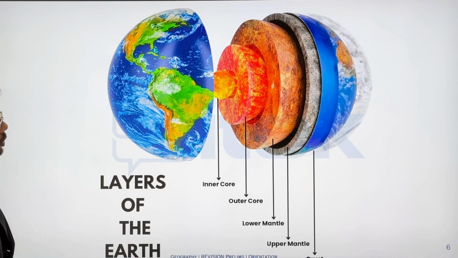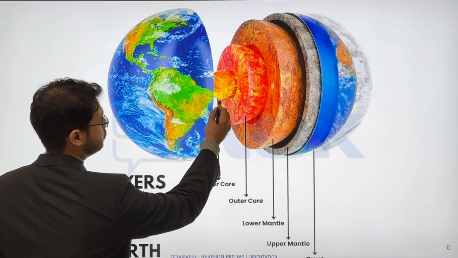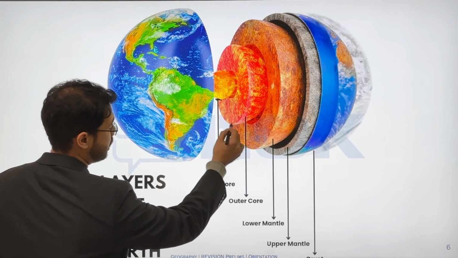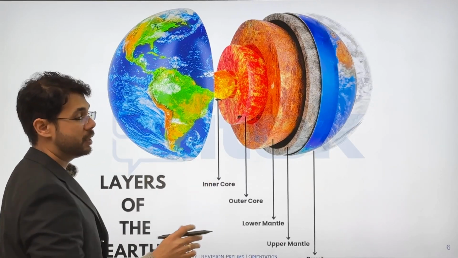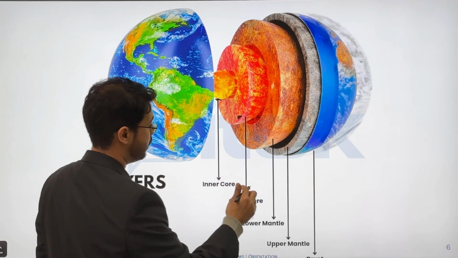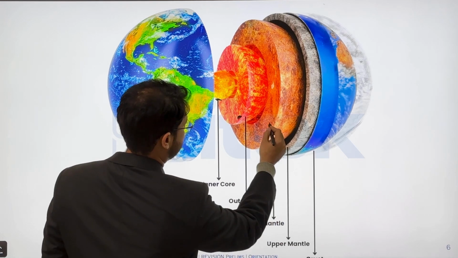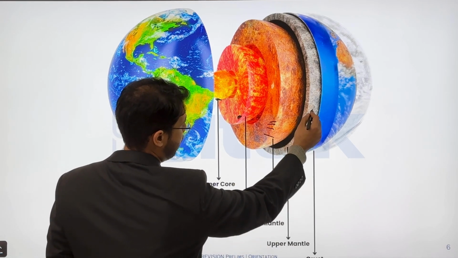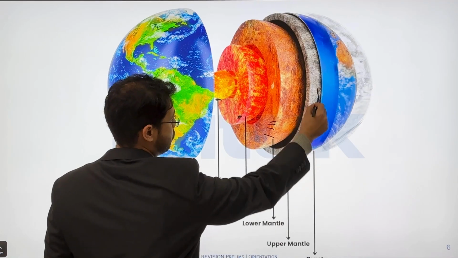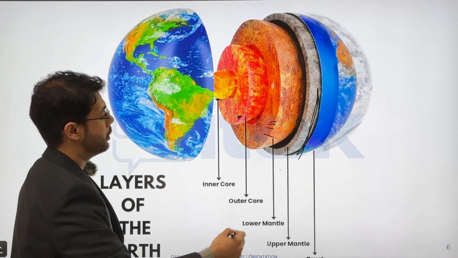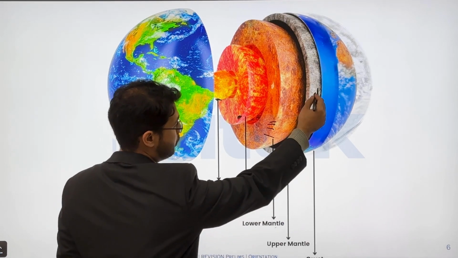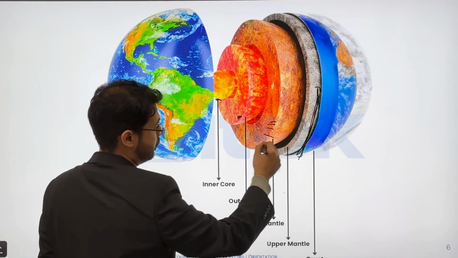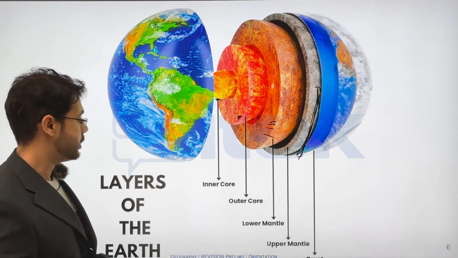This is how it actually looks like. Inner core completely solid, after that is outer core. Outer core is completely liquid. Then we have the lower mantle. Above the lower mantle is the upper mantle, and over here somewhere is your asthenosphere. It is not shown in the diagram here, but the upper part of the upper mantle has asthenosphere. And finally we have the crust.